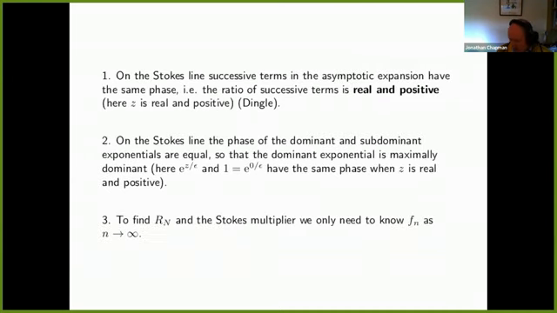So what are the messages to take away from that calculation? Well, the Stokes line occurred where successive terms in the asymptotic expansion had the same phase. So the ratio of successive terms was real and positive. So in this case, z is real and positive. That's an observation that goes back to Dingle.